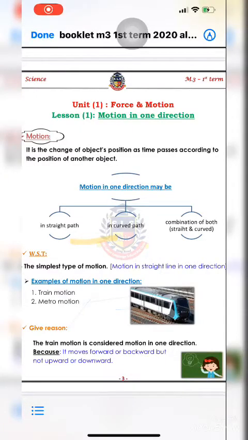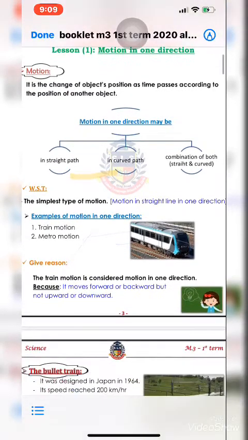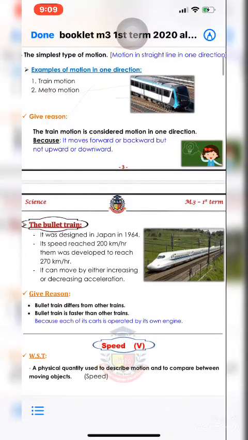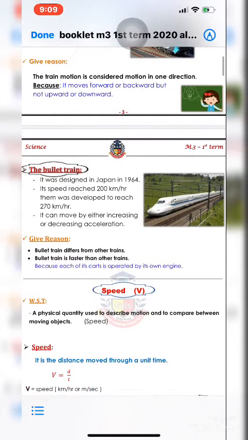Okay. Let's now sum up what we studied. Lesson 1, motion in one direction. Motion is the change of object position as time passes according to the position of another object. We have 3 types of motion in one direction, which are motion in straight path, in curved path, and a combination of both. The simplest type of motion is motion in a straight line in one direction. The train is considered one direction. Why? Because it moves forward or backward, but not upward or downward.